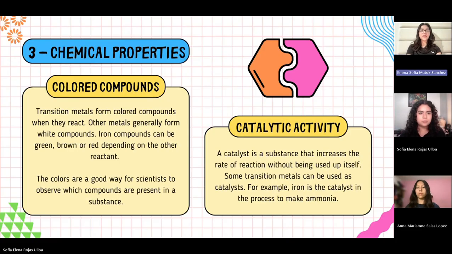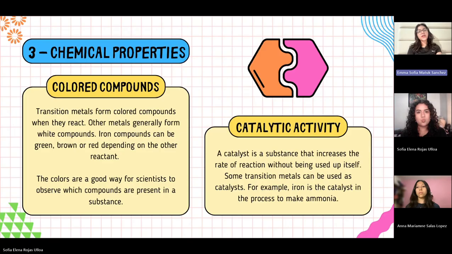Another chemical property is their colored compounds. Transition elements form colored compounds when they react. Other metals generally form white compounds. Iron compounds can be green, brown, or red depending on the other reactant. The colors are a good way for scientists to observe which compounds are present in a substance.